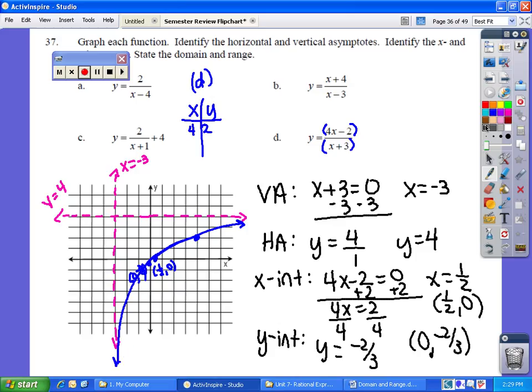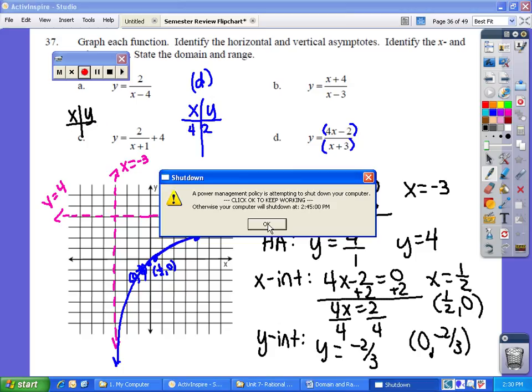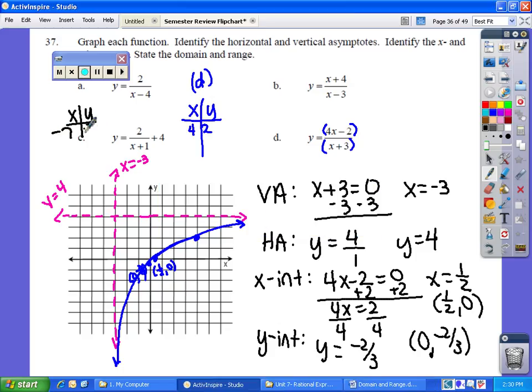Now I need some values for the other side of -3. So you want to pick numbers that are smaller than -3. And the numbers that are smaller are kind of big. So the only ones you could really use are like (-7, 7.5) and (-6, 8.67). Because there's really not anything else that you could really use.